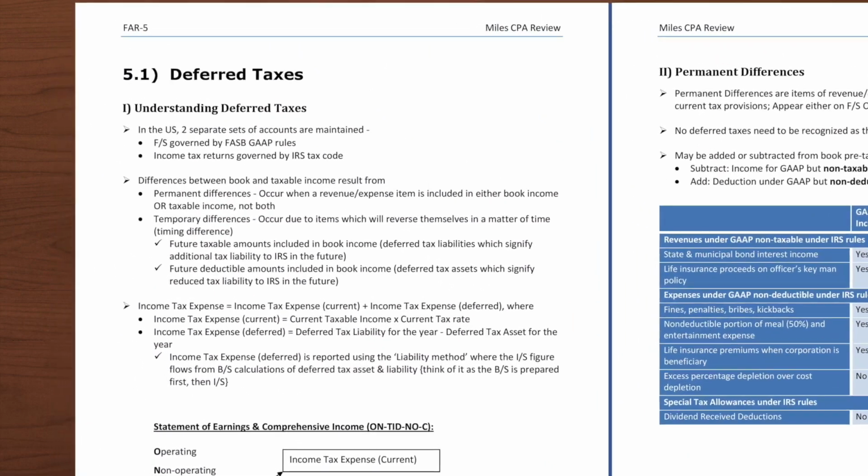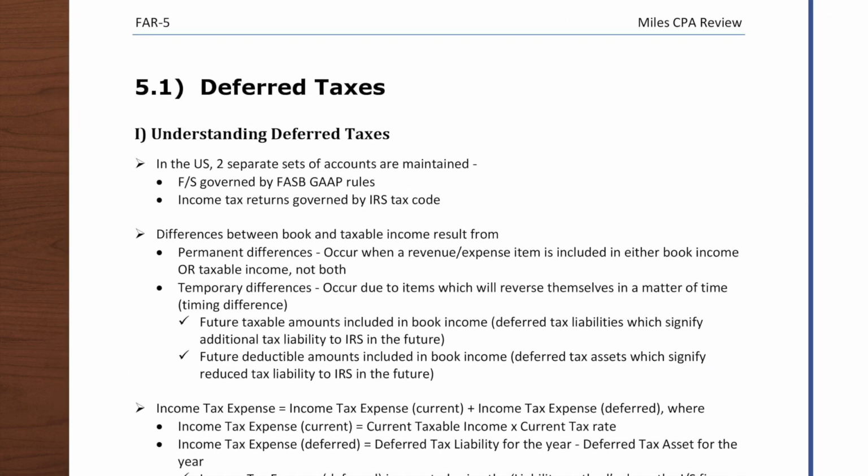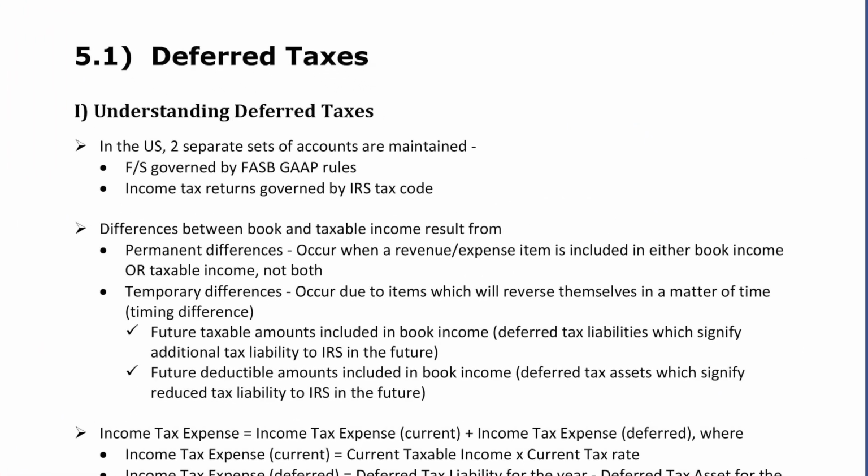We'll start with looking at deferred taxes from FAR 5, page 2. It says, in the US, two separate sets of accounts are maintained. The first one, highlight financial statements. Those are governed by FASB, underline GAAP rules. That's all we've been learning in FAR. Now the second set of accounts, highlight income tax returns, and that is governed by the IRC, Internal Revenue Code, or you could say it's the underline IRS tax code. IRS stands for Internal Revenue Service.